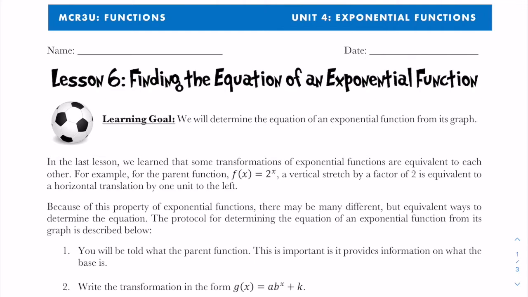For example, given the parent function f of x equals 2 to the exponent x, a vertical stretch by a factor of 2 was equivalent to a horizontal translation by 1 unit to the left. Because exponential functions have this property, there may be many different but equivalent ways to determine the equation given the graph. The general protocol for doing this is described below.